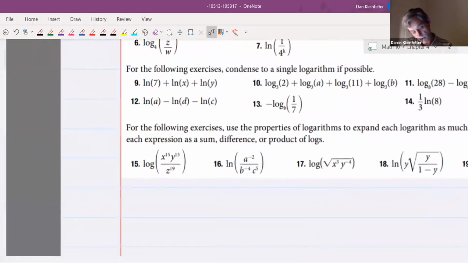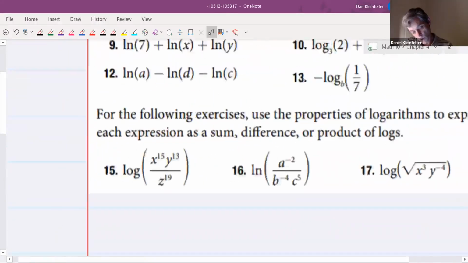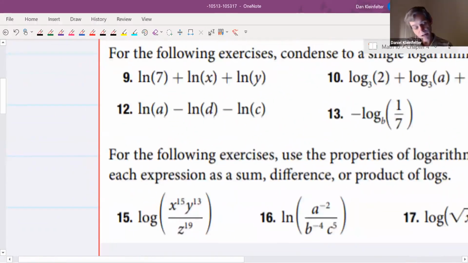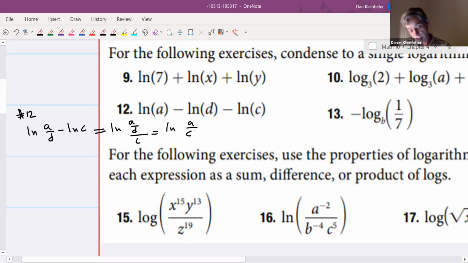In the next part, we're doing the same thing but backwards. So let me do number 12. Number 12 is natural log A minus natural log D. So that will be natural log A over D, minus the natural log of C. And then this is again a difference of 2 logs, so we'll turn that into a log of a quotient. So that's natural log A over D over C. Okay, and that is natural log A over CD.